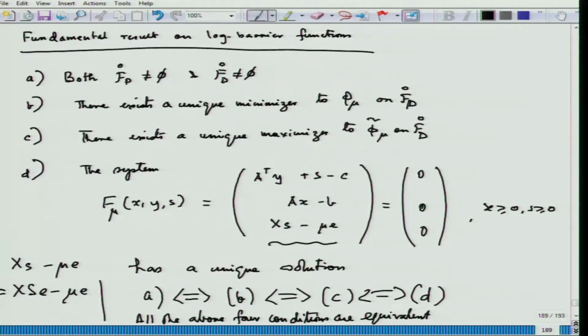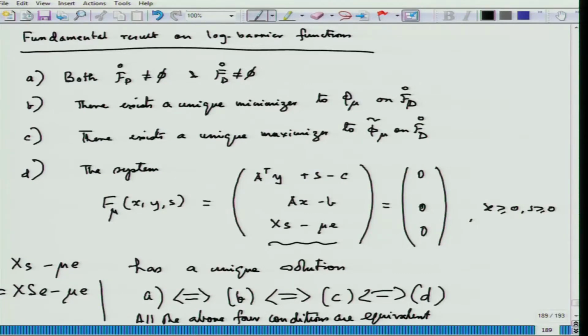Give me the mu. So, once you know that there is a solution to the log barrier function, there is a solution to the unique dual, then when you have a minimizer of the log barrier and a maximizer of the dual log barrier for the dual one, you are solving this. Or if you just know that you have found a minimizer on this one, you know that there is a solution to this.